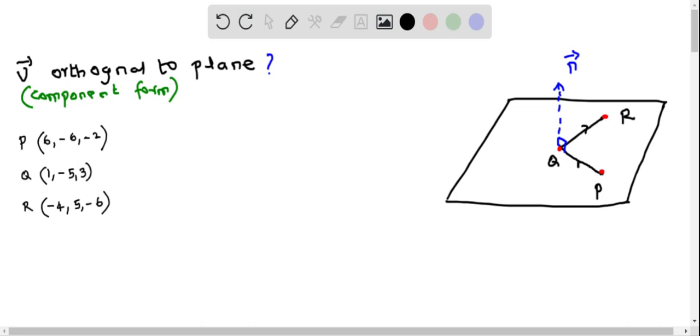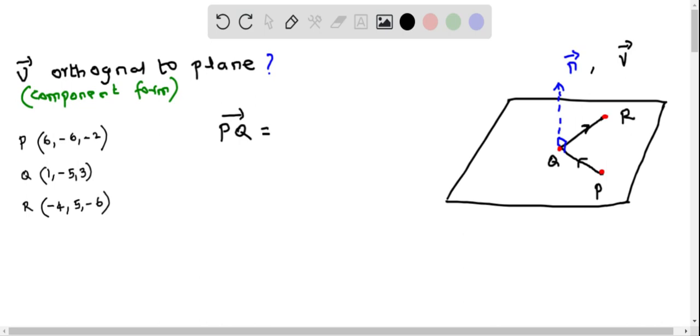That is, we find the PQ vector and the QR vector. If we find the cross product of these vectors, we will get a normal vector, and this normal vector is perpendicular to this plane. So if we find a normal vector, that is our required vector v. So let's do this. In the first step, we have to determine the PQ vector as well as the QR vector. So let me determine the PQ vector using the points.